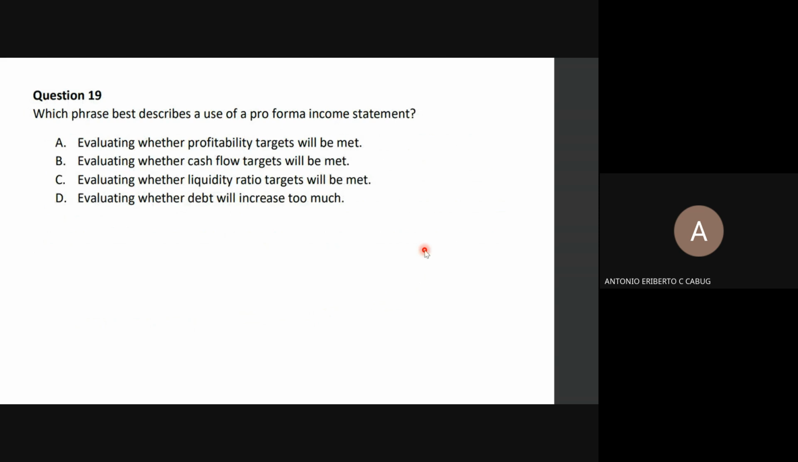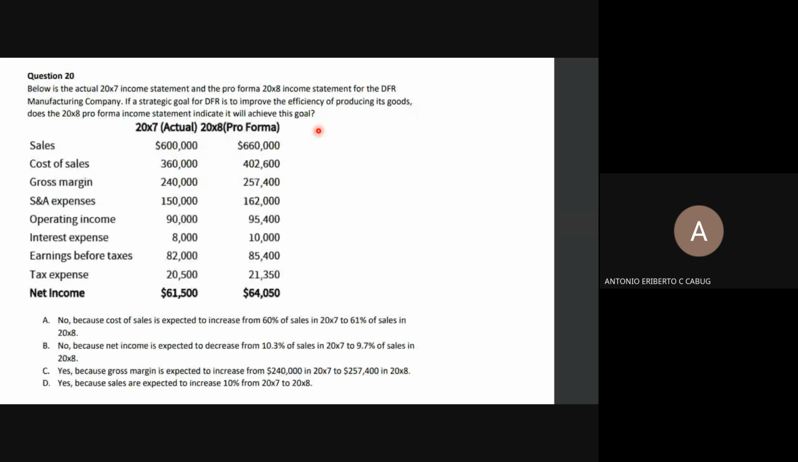Anyway, what about this one? What's the answer? Okay, very good. What phrase best describes the use of a pro forma income statement? Needless to say, it would be letter A, because you can assess profitability whenever you are using an income statement. You're able to assess the profitability through the pro forma income statement.